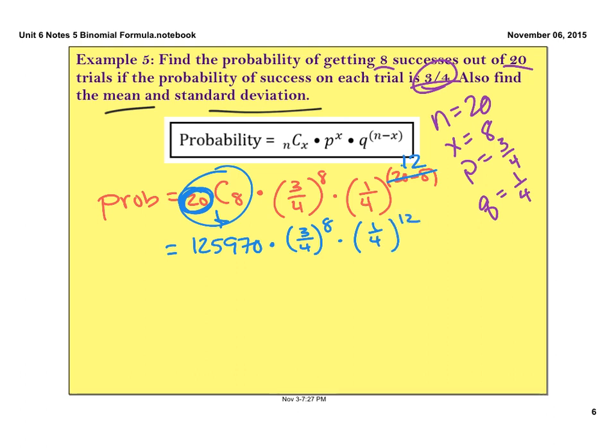All right, let's type it in. So 125,970 times, open a parenthesis, 3 divided by 4, close a parenthesis, hit your exponent key to the 8th power, times, open a parenthesis, 1 divided by 4, close your parenthesis, caret key to the 12th power. I hit enter. Okay, this is a really, really low probability here.